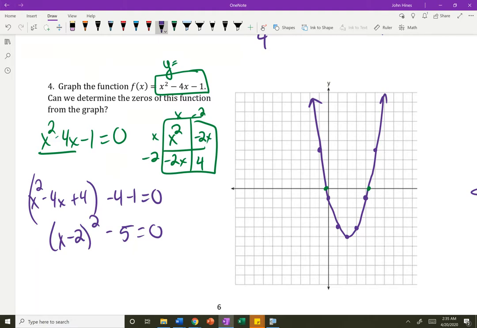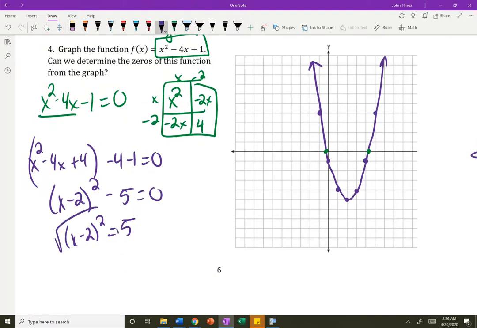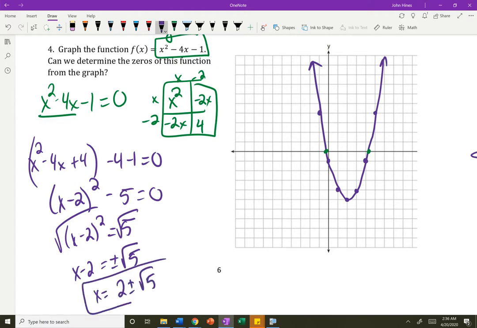And now I can use little inverse operations to find the actual value of those zeros there. Find where I actually hit the x-axis. I'm going to add 5 over, take the square root, plus or minus radical 5, and then finally add the 2. So notice I got an irrational answer. We can't actually figure out the irrational numbers from the graph, but I can solve it to find the zeros. So sometimes you have to do a little bit more work.